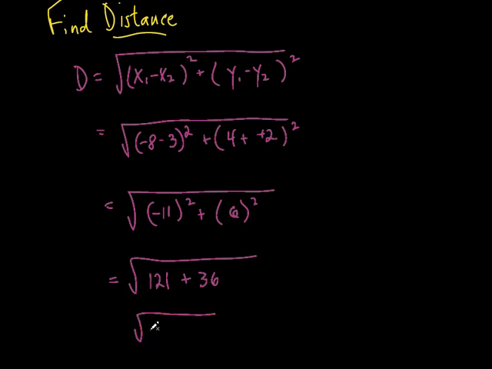And what is that? That's 157. And I tell you what, I think we can just probably keep it like that. Do you? I don't think that simplifies. Nope. Yeah, I don't think it simplifies. So you just keep it the square root of 157. There's no reason to change that to a decimal.